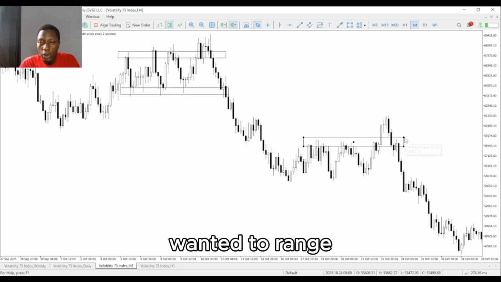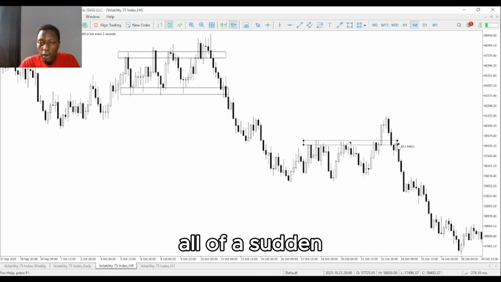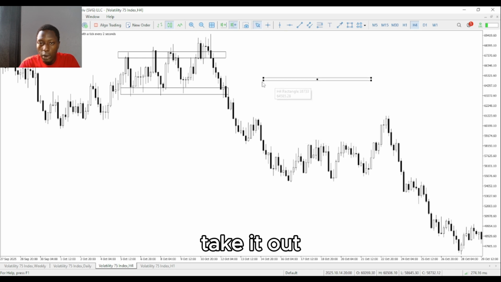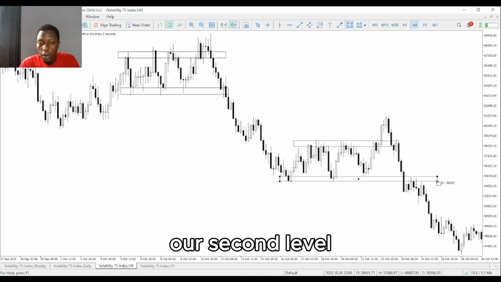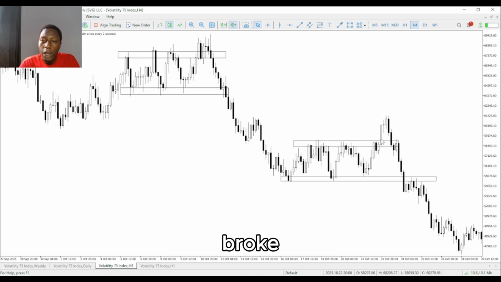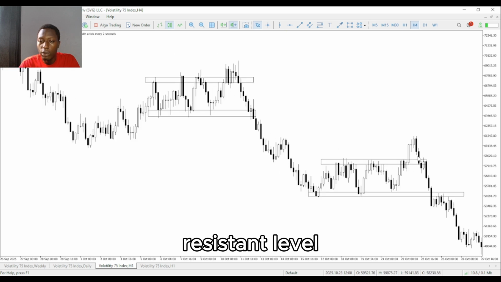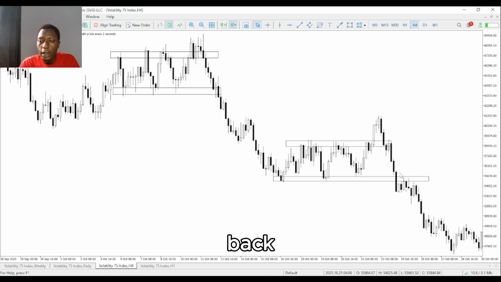It looks like the market wanted to range here, but all of a sudden price breaks out from this level to the upside. Let me just check it out and draw it. You can see it right here. The market looked like it wanted to range at this point, then we got our second level, which is the second support here. So it looks like price wanted to range here but broke out of this resistance level and eventually came back inside and took this low.